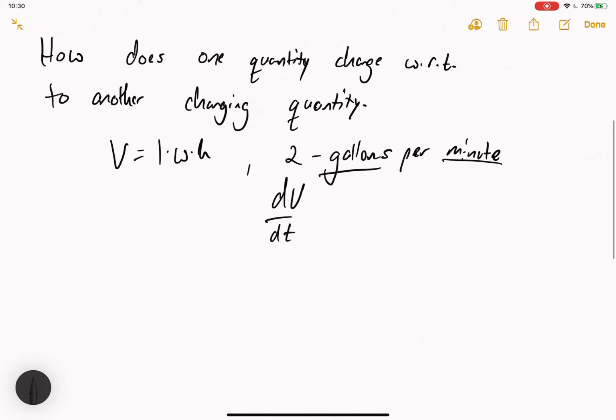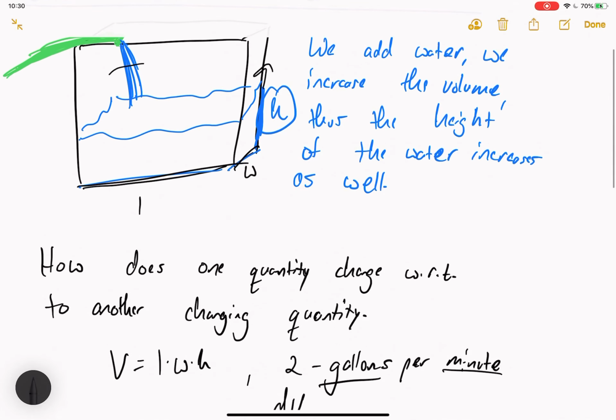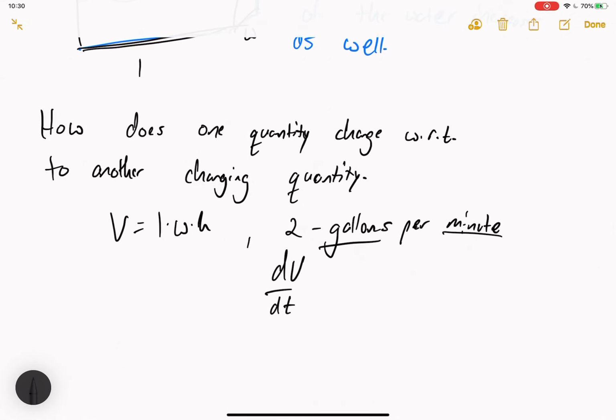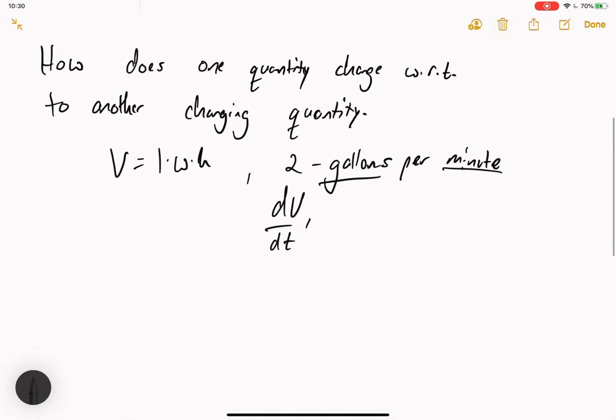So the idea is, we add water to the pool, so the volume is going to be increasing. But that's going to be a function of our time. And as we said, as the volume increases, the height has to increase as well. So that means our height is also a function of time. So that means dh dt is non-zero, as in, it's actually changing.